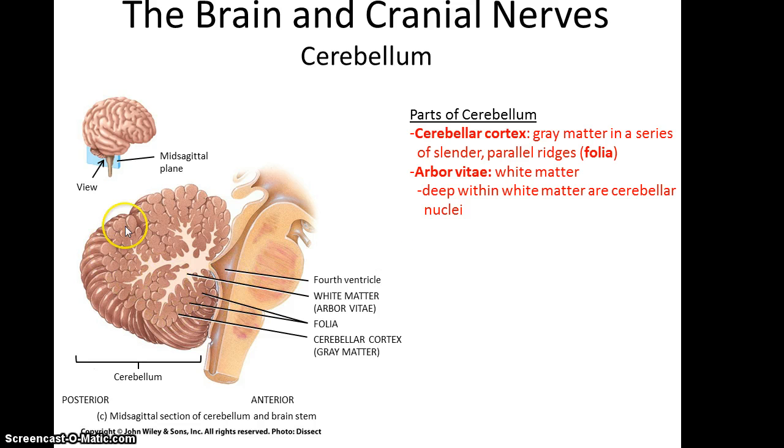Basically, there's a lot of gray matter along the outside of the cerebellum that is arranged in a series of slender parallel ridges, and these are called folia, kind of like leaves. There's also a white area on the inside of the cerebellum that is called the arbor vitae, or the tree of life, because the white matter looks like it's branching out like branches of a tree.